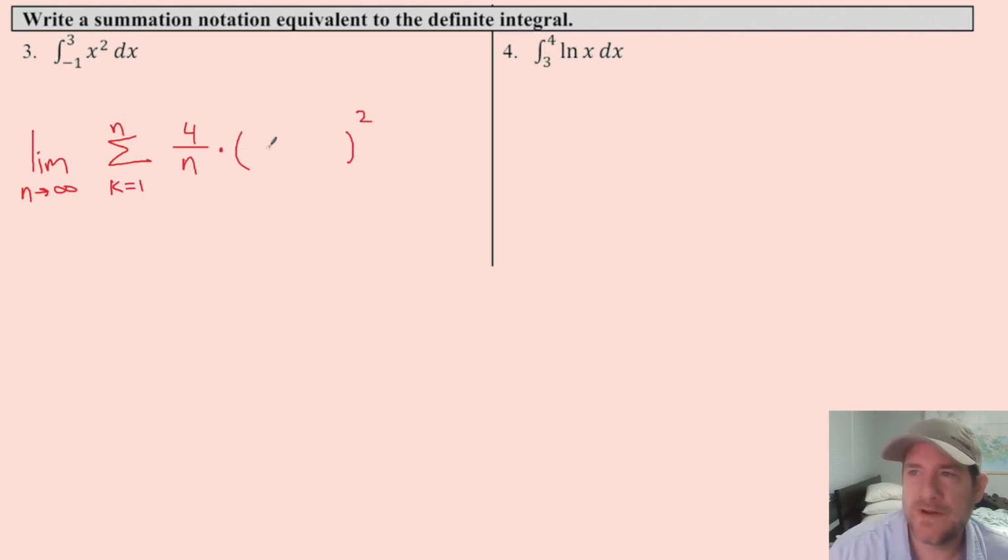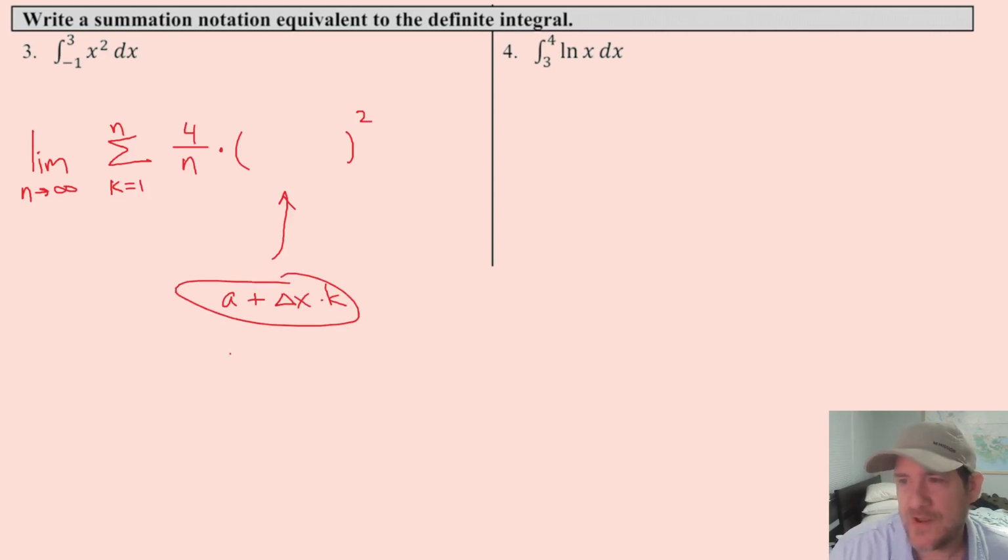So what are we cramming in here? What crams into there is the a plus, I guess technically it's delta x times k. That's all the expression is. But for us, that's a plus b minus a over n times k. So again, pretty straightforward. Our a value is -1. So -1 goes in. Then we're adding to that 4 over n times k, or 4k over n.